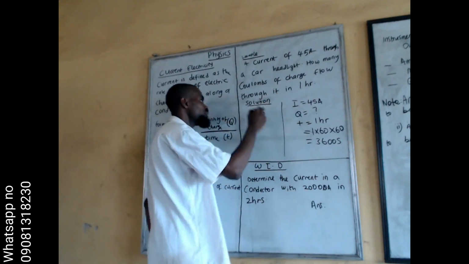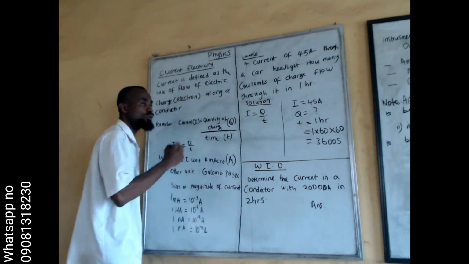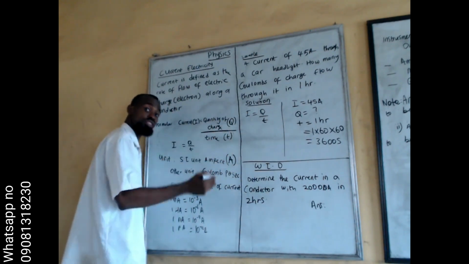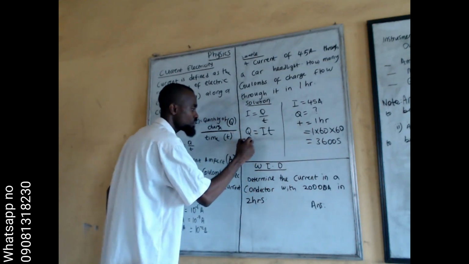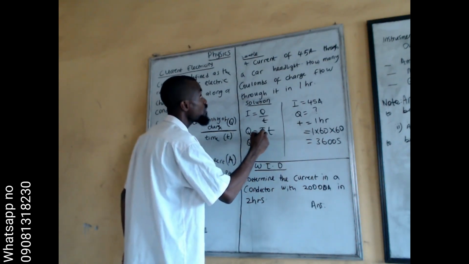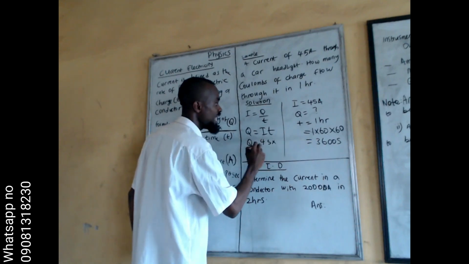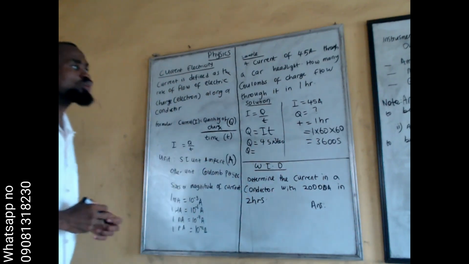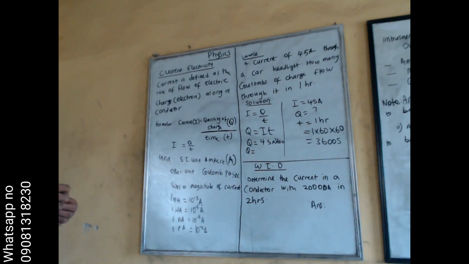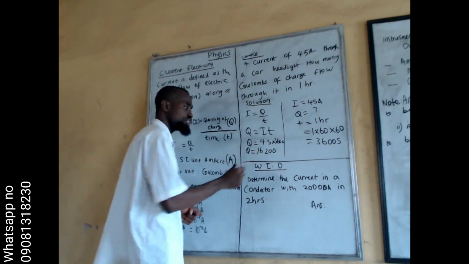Now the formula is I equals Q over T. Current is equal to charge over time. And you are looking for charge here. So make Q the subject of the formula. It becomes Q equals IT. Now our I here is 4.5, and our time in seconds is 3,600. If you multiply that, we are going to get 16,200, and the unit for charge is coulombs.